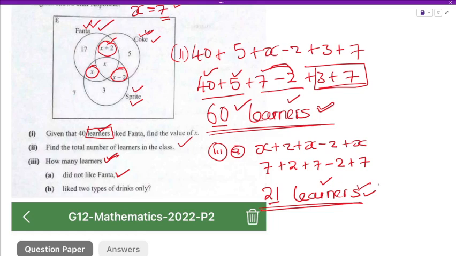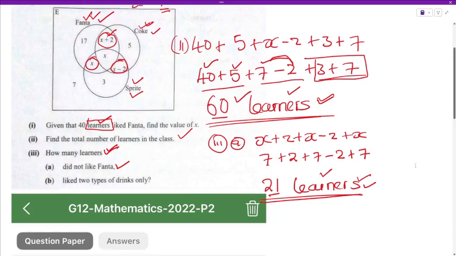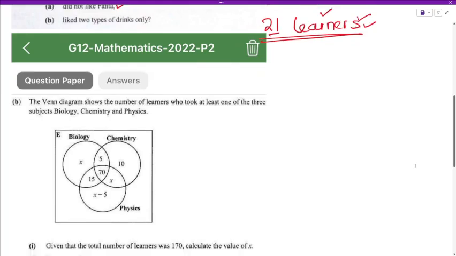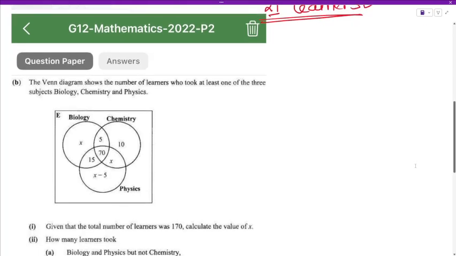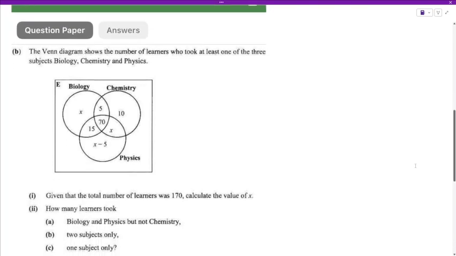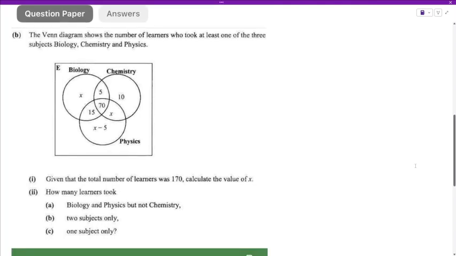All right, we proceed to the next question, and you notice again it is the same format. Okay, this one came in 2022, was written by the grade 12s. There is a Venn diagram there again. Okay, there is also an unknown value inside the Venn diagram. Okay, let's read the question. The Venn diagram shows the number of learners who took at least one of the 3 subjects: biology, chemistry, and physics. Okay, there we have those 3 sets: biology, chemistry, and physics.